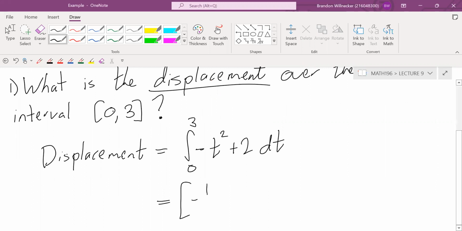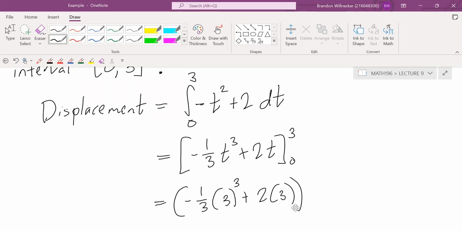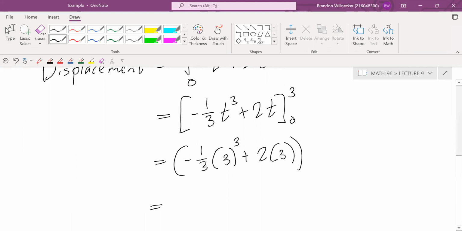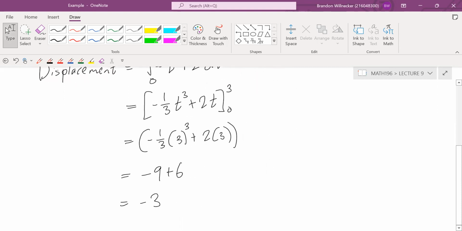So this is going to be minus 1/3 t cubed plus 2t from 0 to 3. So in this case, it will be minus 1/3 times 3 cubed plus 2 times 3. And then if I substitute 0, I'm just going to get 0, so we don't worry about that. So this is going to be 3 cubed over 3 with the minus, so that's minus 9 plus 6. That's minus 3. And a big emphasis, it is minus 3.